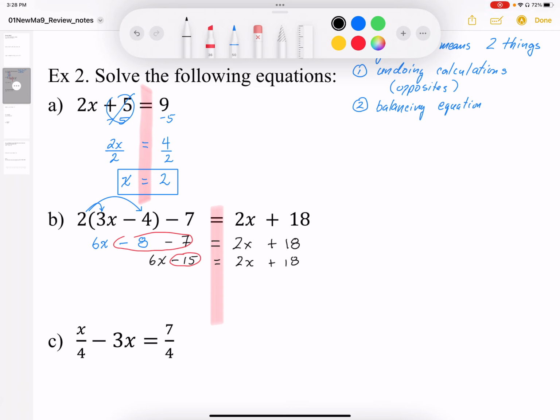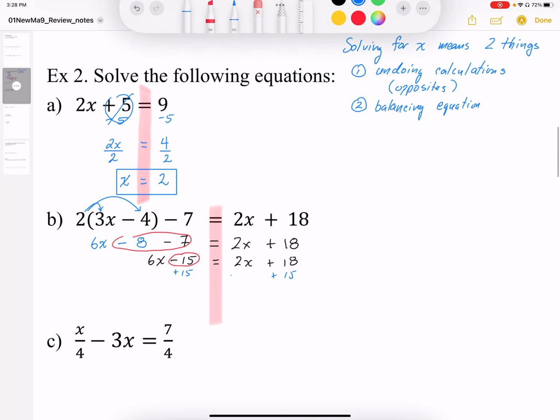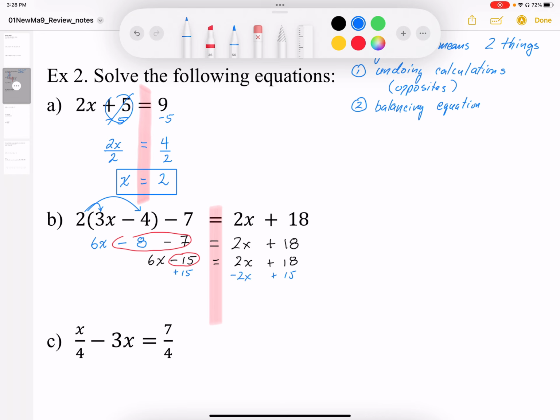Okay, so I'm going to get rid of that. I'm going to put all the x's on the left hand side, so that means I need to get rid of a minus 15 with a plus 15. And I also want to get rid of the 2x on the right hand side, so what I'm going to do is I'm going to take away 2x's, and I'm going to take away 2x's here. And then I can see those cancel, and I just tally it up. I count it all up, 4 x's, so 6x minus 2x is 4 x's. 18 plus 15 is going to give us 33.